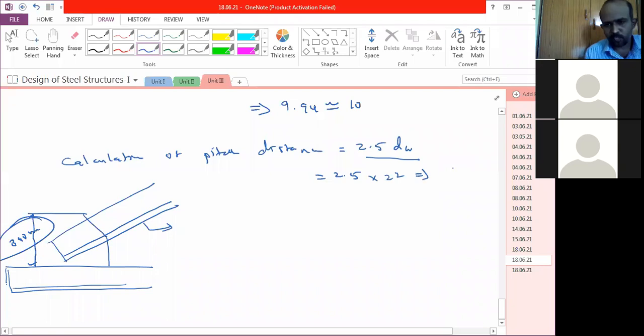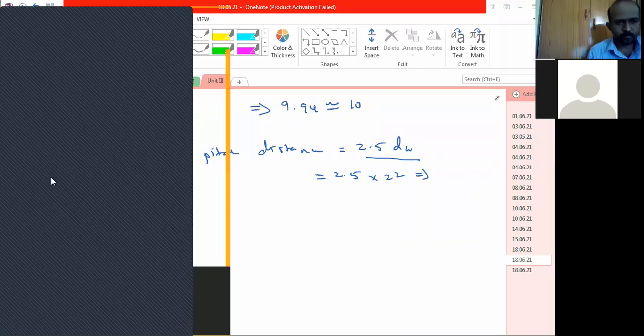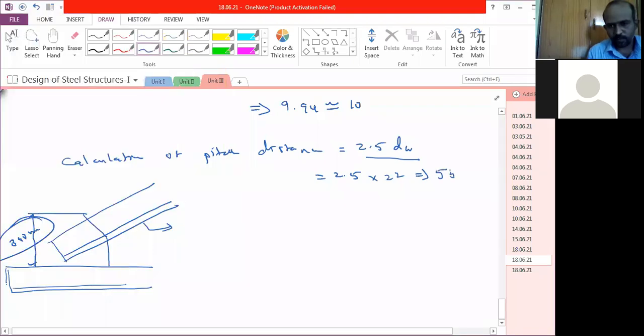How much? 22 into 2.5, 44 into 10. How much? 55, sir. 55 mm. Okay. So provide the pitch distance of 55 mm.